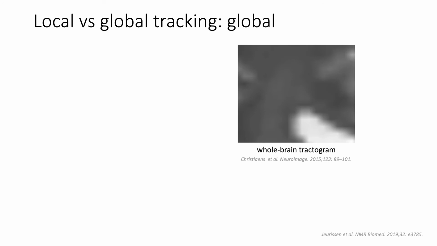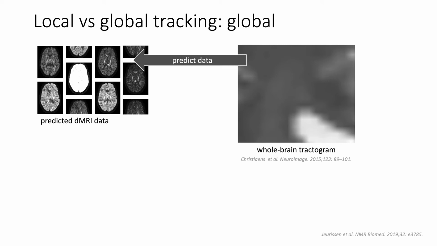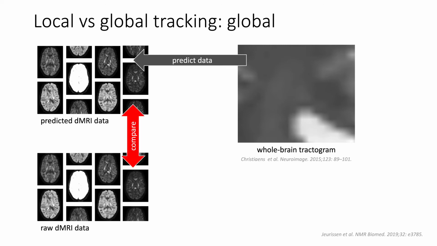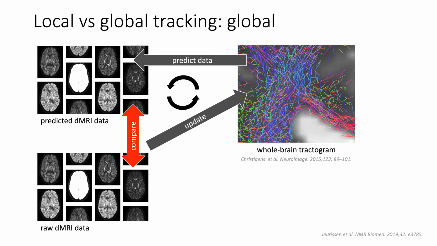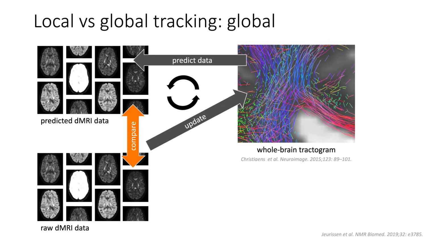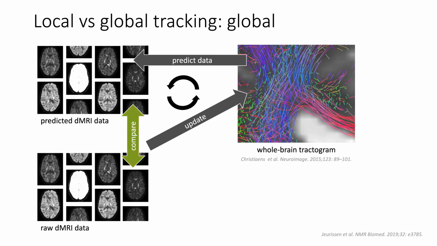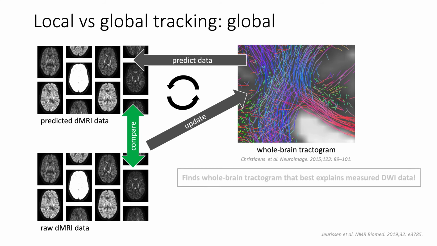Global methods, on the other hand, follow a completely different approach. They reconstruct all tracks simultaneously by finding the configuration that best describes the measured diffusion data. So we start with an initial whole brain tractogram, and from this we predict the measured diffusion data and compare it to the acquired data. Based on this residual, we then update the whole brain tractogram by adding, moving, and linking fiber segments. The whole brain tractogram is then iteratively refined in order to find the best match of the predicted and the acquired diffusion data.